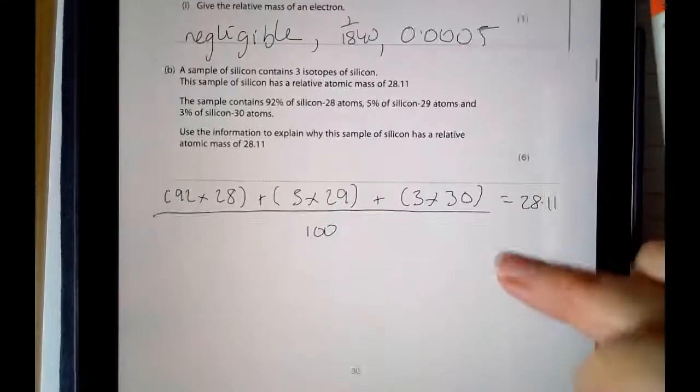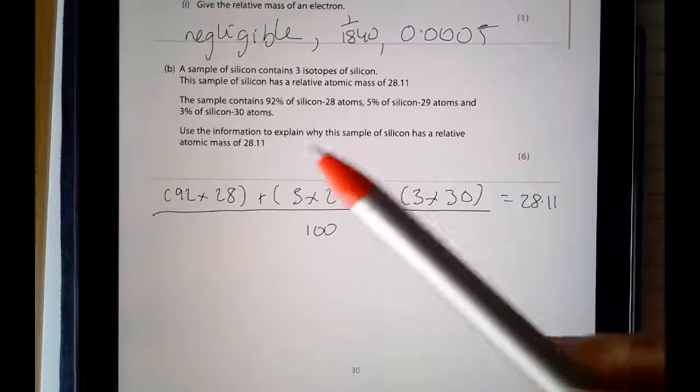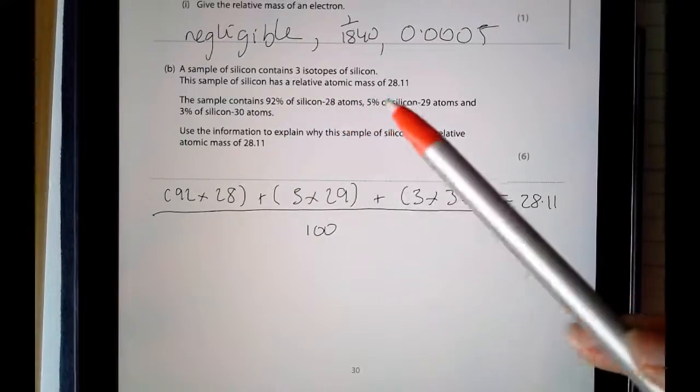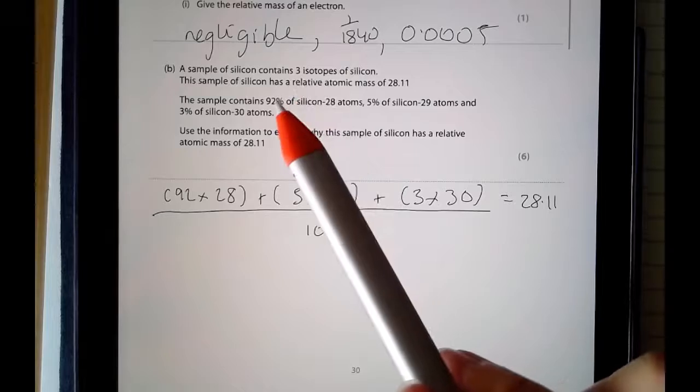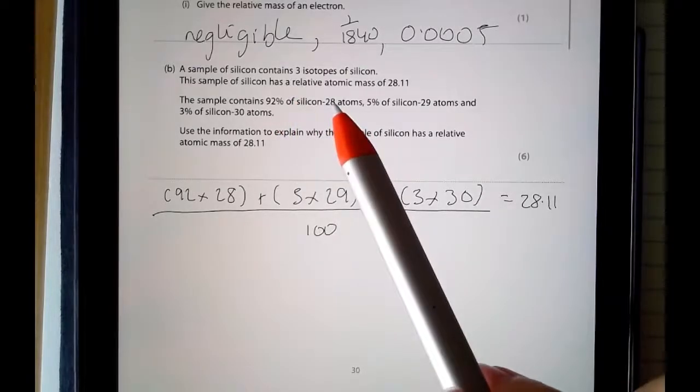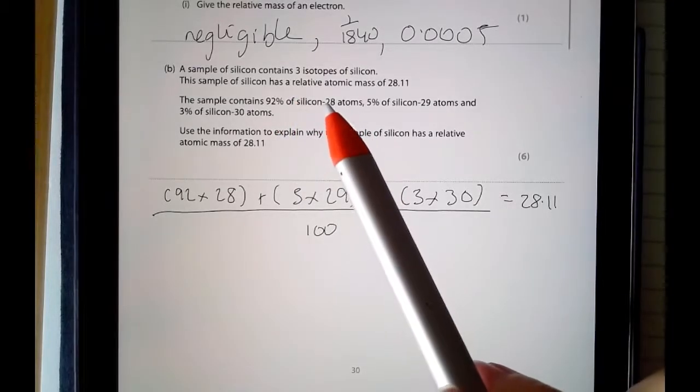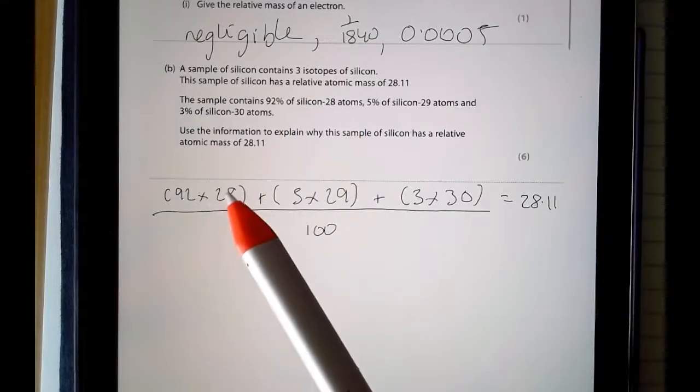The last question again relates to isotopes. In this case, they tell you the answer and they want you to work it out. So I'm using the same formula that I used above. I'm taking the percentage, 92, and multiplying it by 28. Again, that's not minus 28, that's just a dash. So it's 92 times 28.